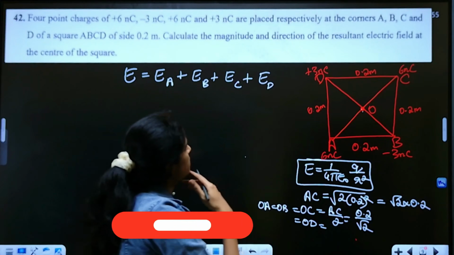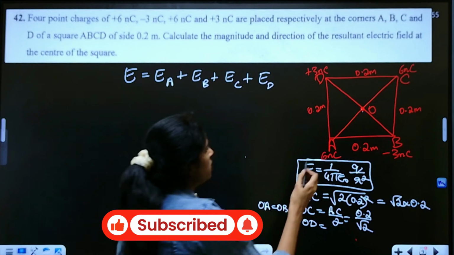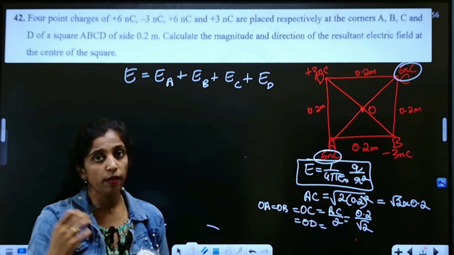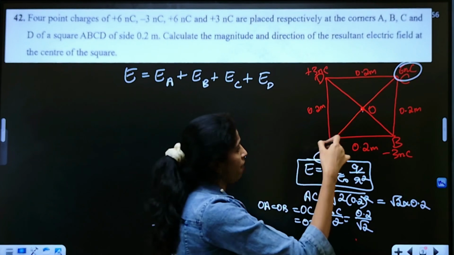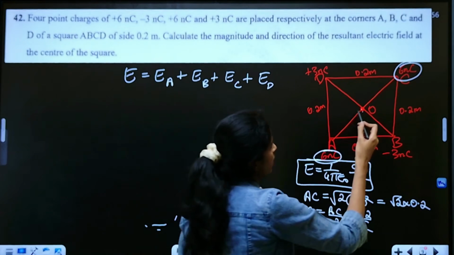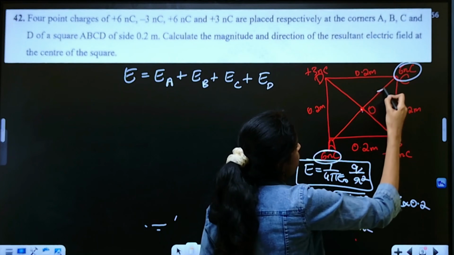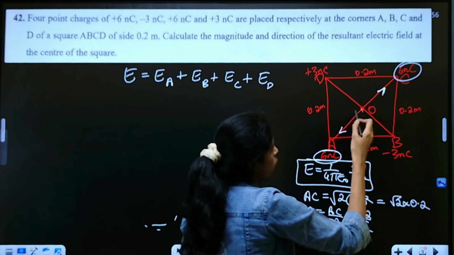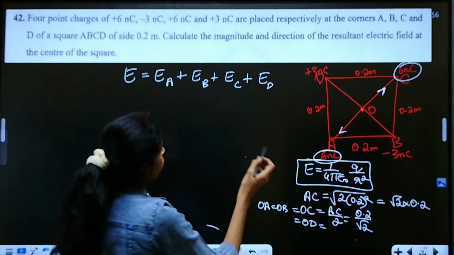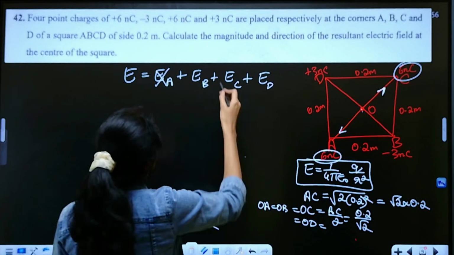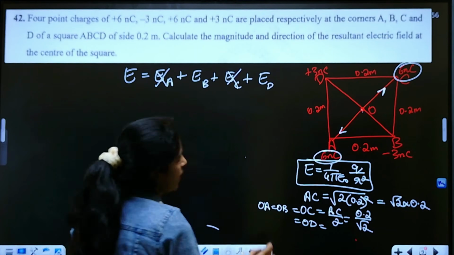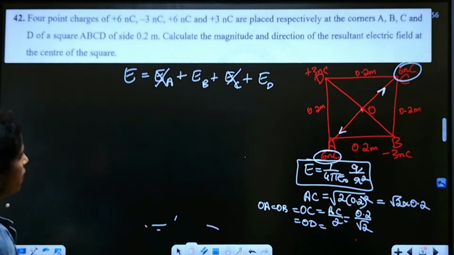Now let us quickly substitute over here. Before that, let us note that 6 nanocoulomb and 6 nanocoulomb are equal charges, they both have the same polarity, and they're in opposite directions. So the electric field due to C will be outwards, and the electric field due to A will also be outwards, therefore they both cancel each other because they have the same charges. So the electric field due to A and the electric field due to C will be cancelled. Now let us find the electric field due to B and D, that is minus 3 nanocoulomb and plus 3 nanocoulomb.